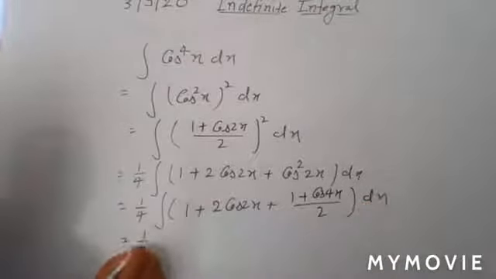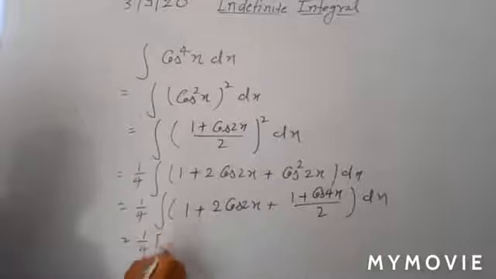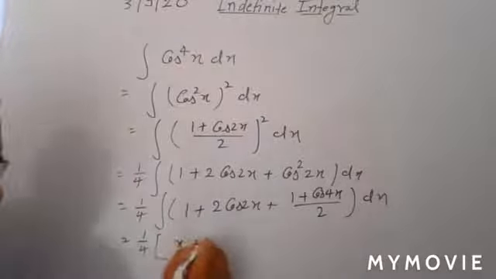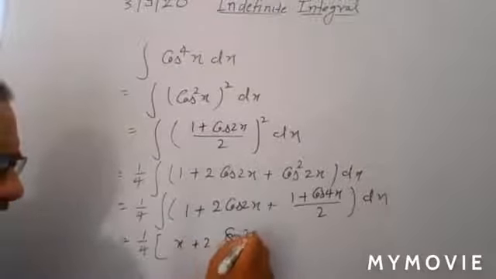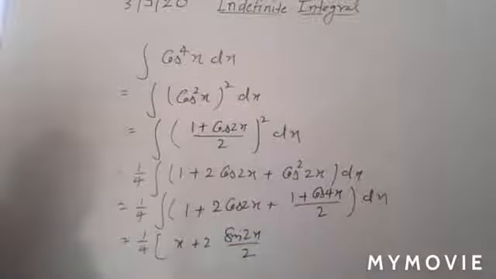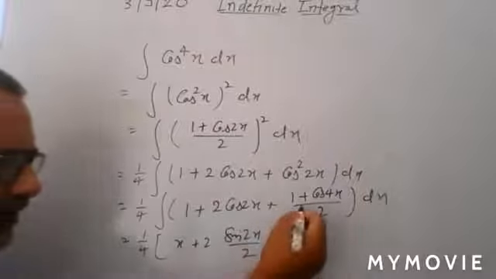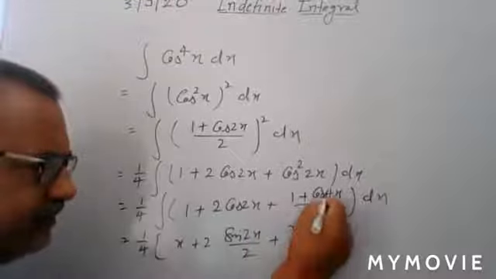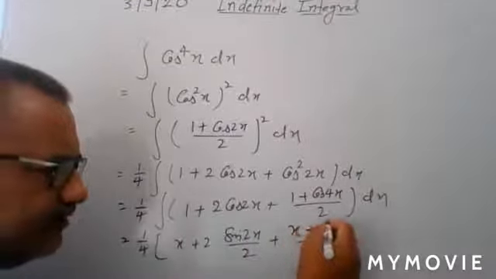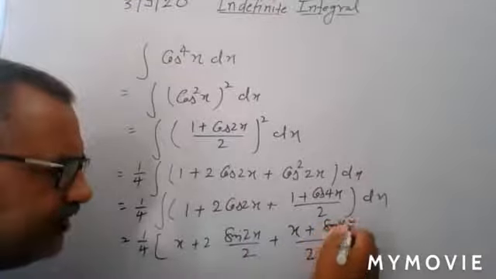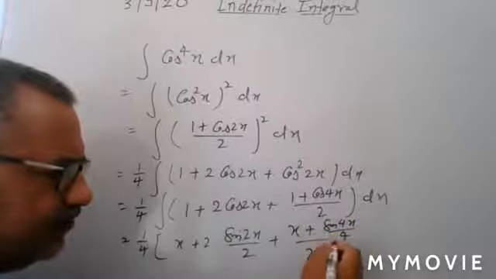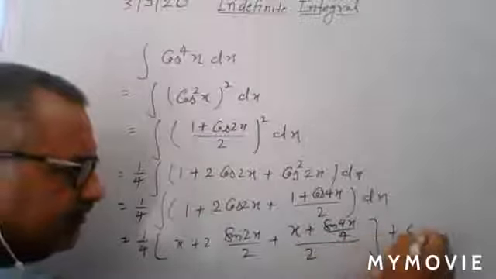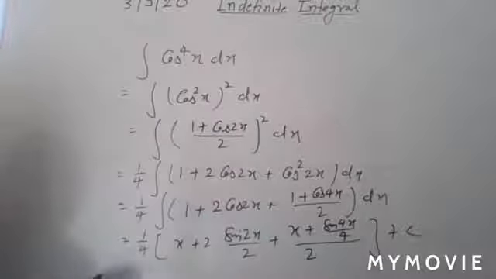So here you have 1 by 4. Here you have 1, so integration gives x. Integration of cos 2x: write 2 into sin 2x divided by 2. And here you have by 2. For 1 you write x, and for cos 4x you write sin 4x by 4, and plus c, and you write it in simplest form.